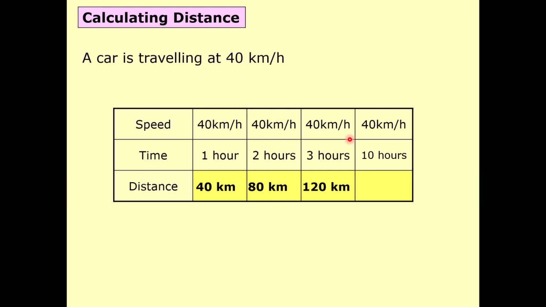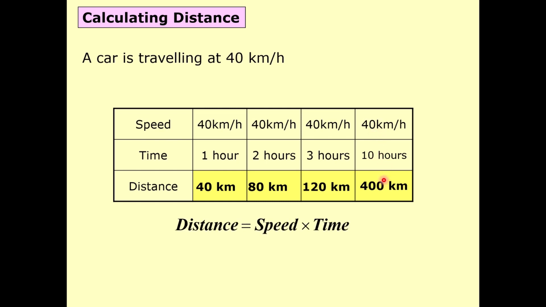Now moving quite a few steps forward, let's say we're still travelling at 40 kilometres per hour, but we're now going to be travelling for 10 hours. What do you think the distance might be, or how might you work it out? Well, the distance is 400 kilometres. And if we look at the link here, 40 kilometres for 1 hour is 40 kilometres, 40 kilometres for 2 hours, 40 times 2 gives you 80, 40 kilometres for 3 hours, 40 times 3 gives you 120, 40 kilometres for 10 hours, 40 times 10 is 400.